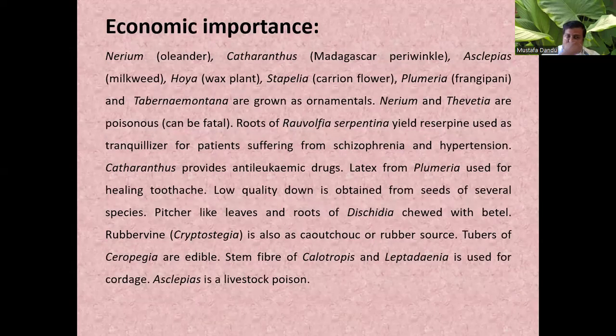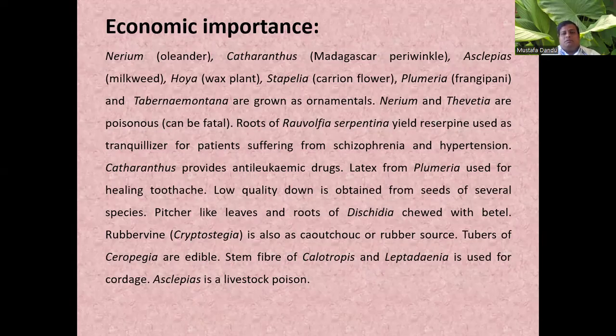The economically important plants of this family are Nerium oleander and Catharanthus, also known as Madagascar periwinkle. Asclepias, milkweed, Hoya, that is wax plant, Stapelia, Plumeria, and Tabernaemontana are grown as ornamentals. Nerium and Thevetia are poisonous. Roots of Rauwolfia serpentina yield reserpine, used as a tranquilizer for patients suffering from schizophrenia and hypertension. Catharanthus provides an anti-leukemic drug. It is used in anti-cancerous medicines also.